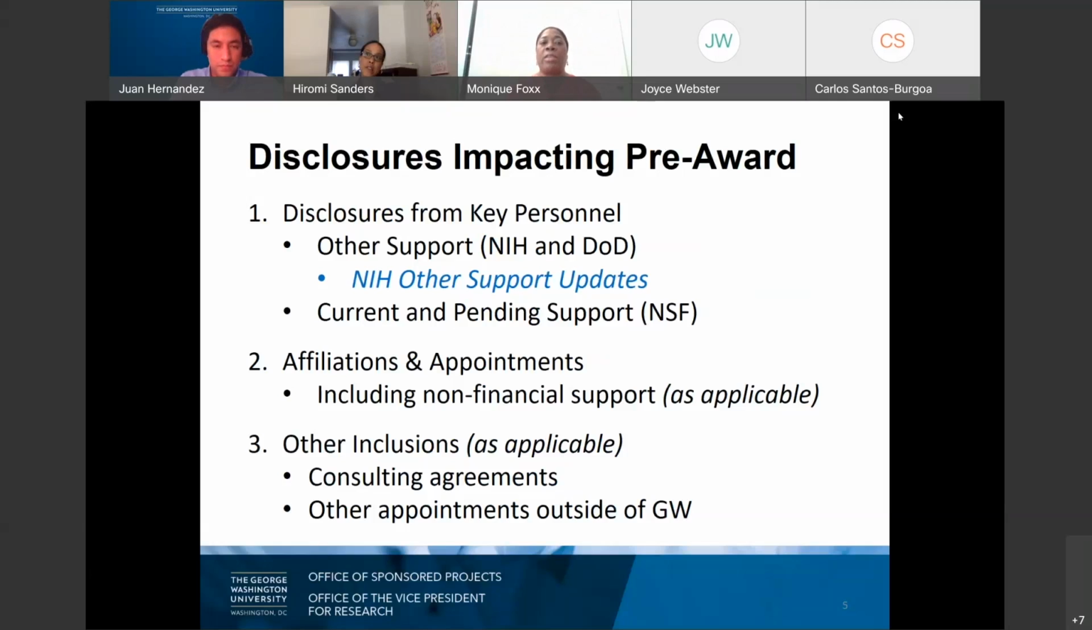So we'll briefly take a look at other support from NIH and DoD. Recently, NIH made some changes to their other support format. NSF, as you know, they call their other support current and pending support. We'll talk a little bit about affiliations and appointments and other inclusions as applicable.